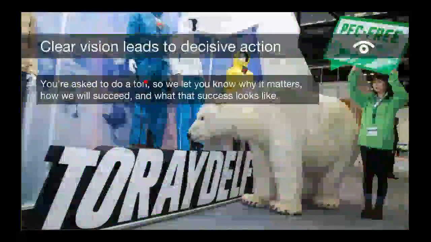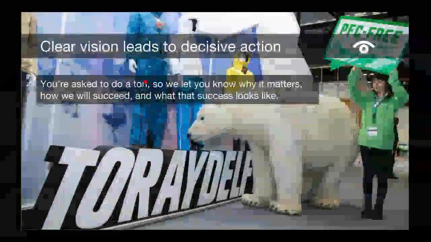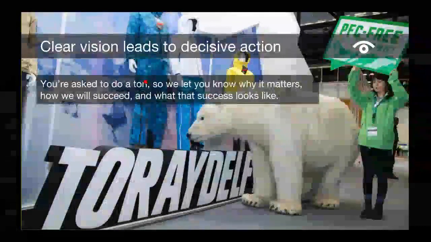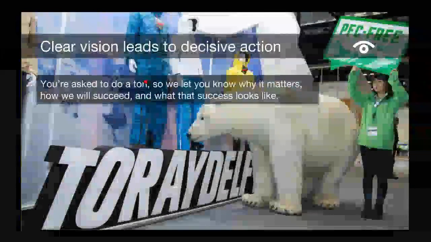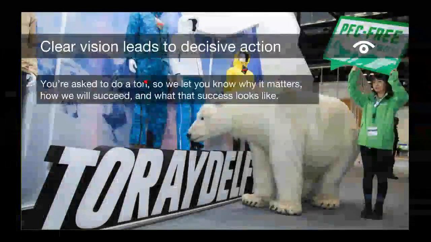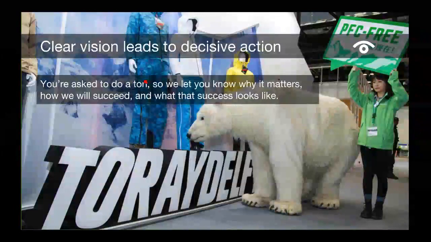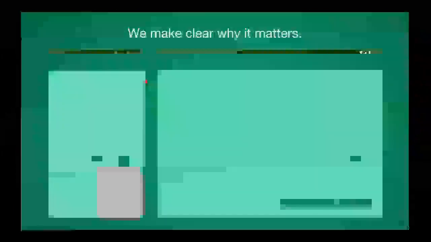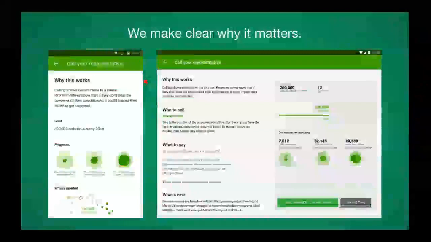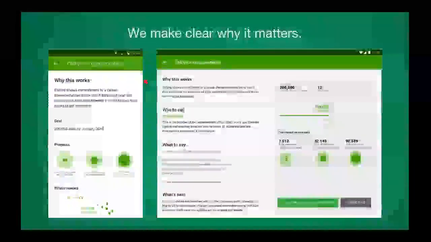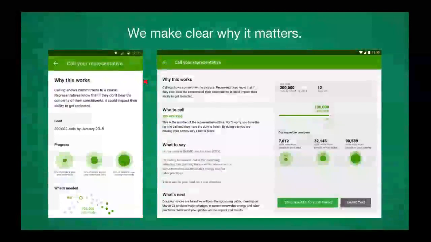So users are asked to do a ton, and Planet 4 really aims to help people understand why actions matter. So the platform will explain how we succeed and what success looks like. So clarity of vision doesn't just mean that we share a vision of the future, but also that we give people visibility into the why and the how we intend to get there. So on Planet 4, this means that we make it clear why an action matters. We show progress and impact, and we're going to try to avoid jargon.